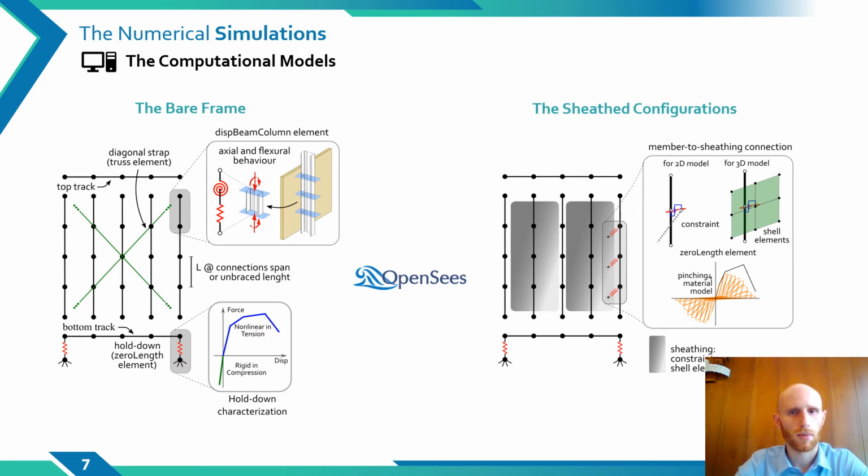Here you can see a schematic view of the model with the elements that are included. In detail, the steel frame is modeled with beam column elements and truss elements, while the sheeting is modeled as a rigid diaphragm connected to the steel frame by means of spring elements simulating the sheeting-to-frame connection, which in turn are characterized by a pinching behavior.